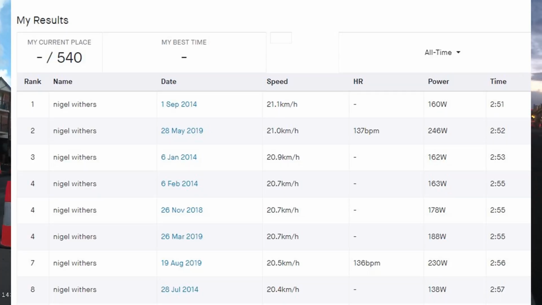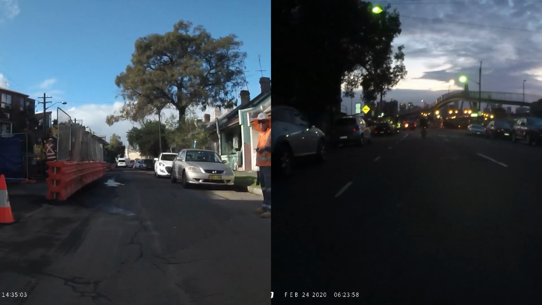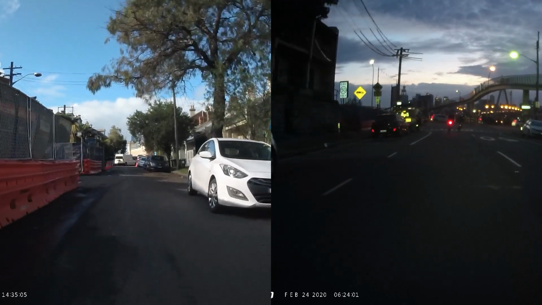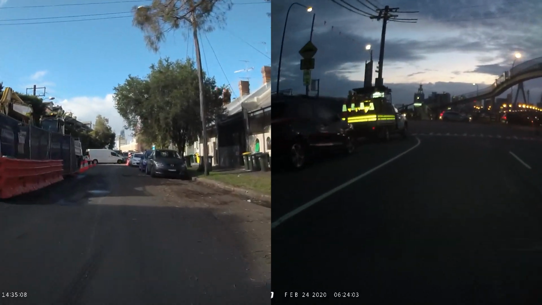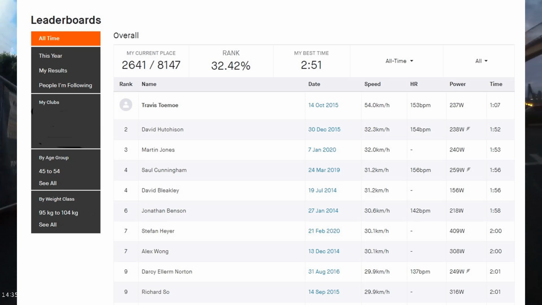The first was my personal data for this segment, showing the 500 plus times I've ridden home over the Anzac Bridge since signing up with Strava. The second was the fastest times for every other Strava rider who has ridden these 2 segments.